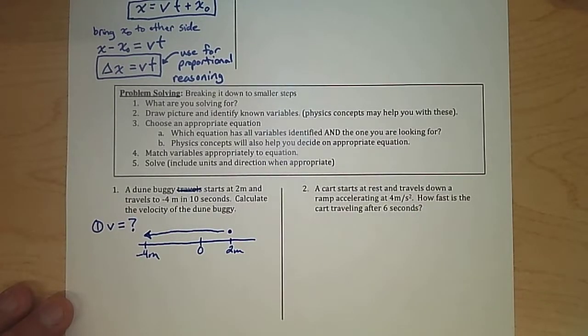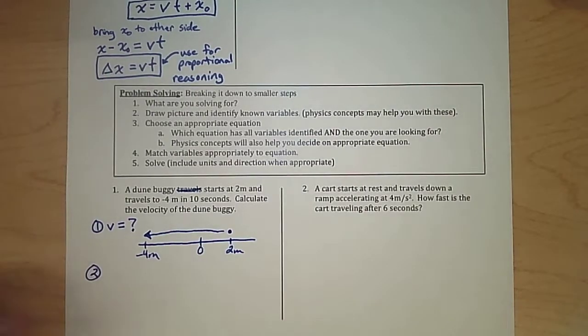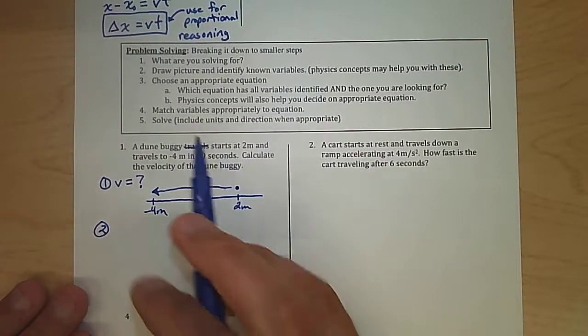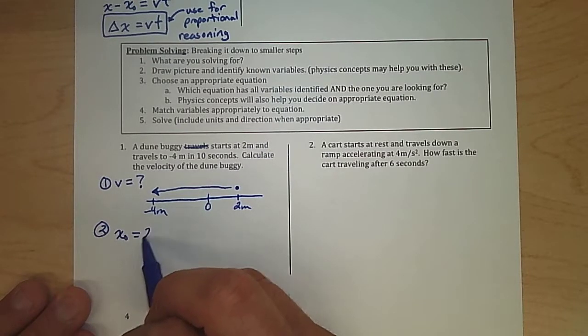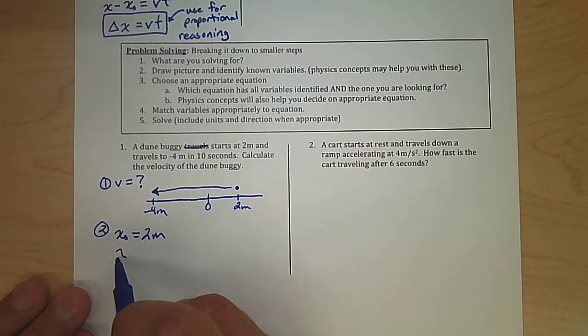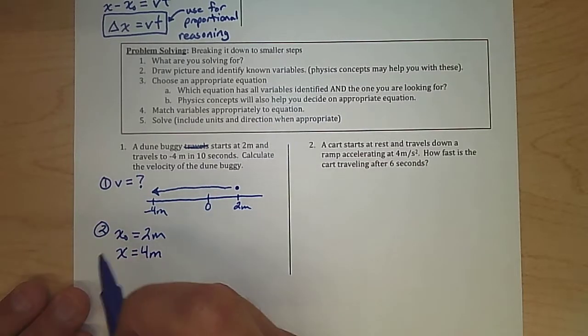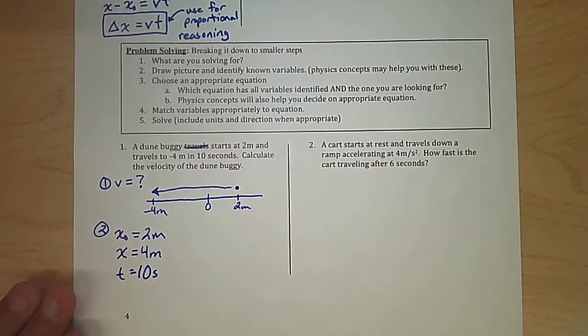All right, the same step on number 2 is we're going to draw a picture, but then we're going to identify our unknowns. It says here 2 meters. It starts at 2 meters, so that's going to be my initial position. Remember, x naught is initial position. It travels to -4 meters, so that's my final position, just x. And it does that in 10 seconds, so that's going to be the time, 10 seconds. And we'll be solving for velocity right here.